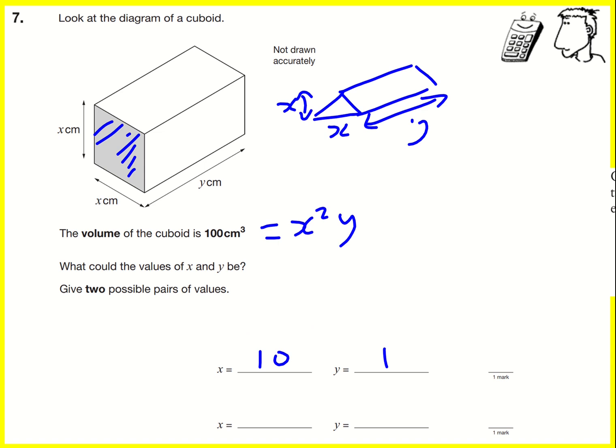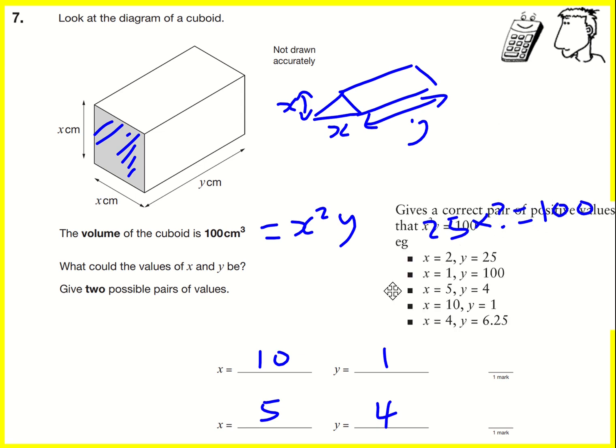There's actually an infinite number of possibilities, but if you pick maybe ones that kind of go into 100, so if x is 5, then I'm going to get 5 squared, which is 25. 25 times something is equal to 100. Well, that's going to be 4. I could also do 100 divided by 25 to get my answer. So those are two possible answers. There's lots of answers. Here are a few more.